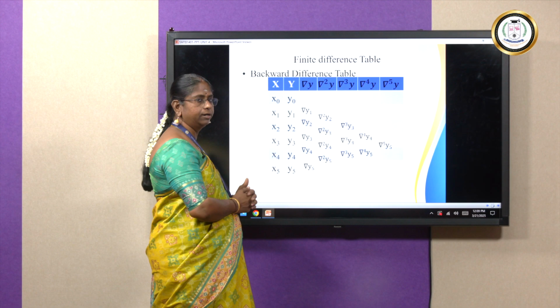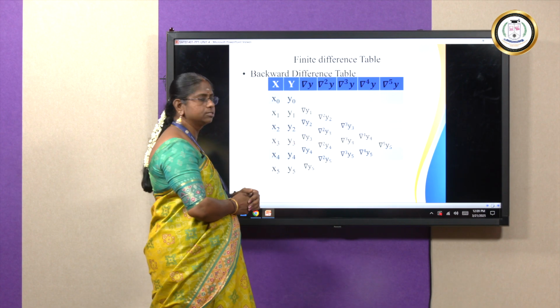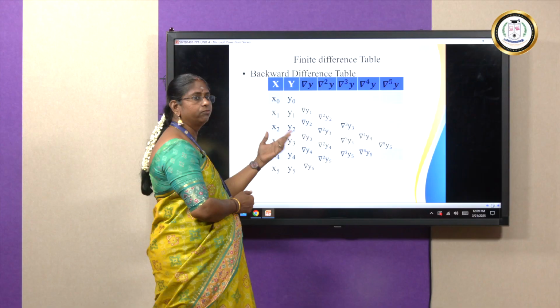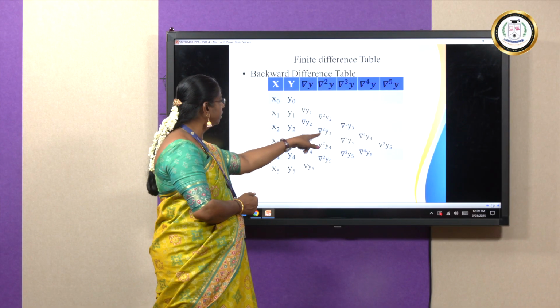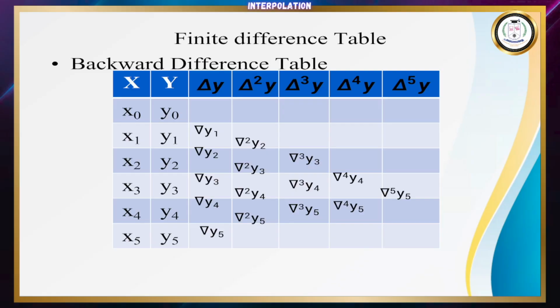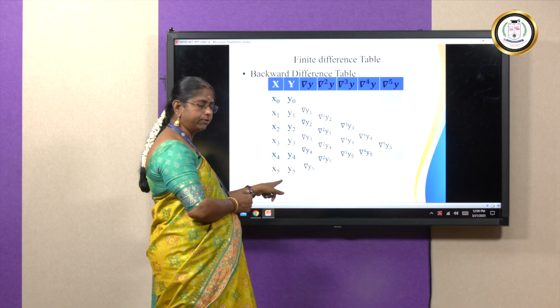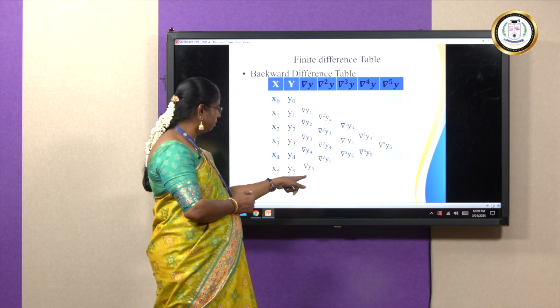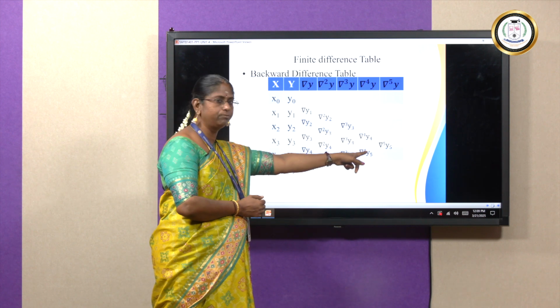Then what is my second difference? That is del y2 minus del y1, that is del square y2. Then del y3 minus del y2 is del square y3. Like this I can find out the second difference and third difference, 4 and 5. And look at the last diagonal. So, I could find y5, already I know y5. To that y5 I found del y5, del square y5, del cube y5, del power 4, del power 5.